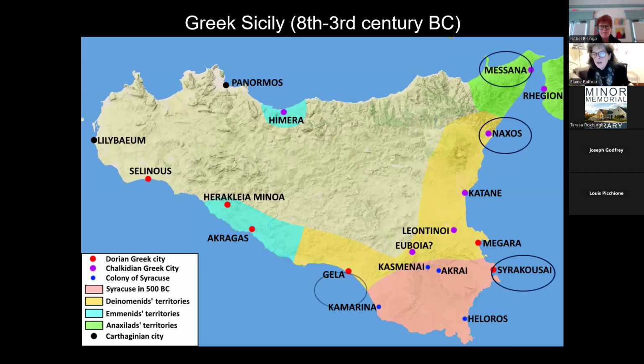And here they are, major cities. And you can kind of make out the names if you know something about the modern cities today. Messana is Messina. Naxos is exactly next to a place called Taormina.